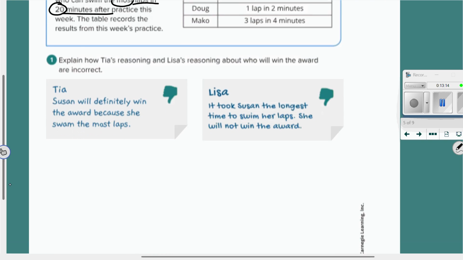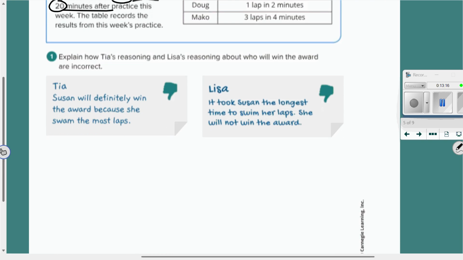Tia and Lisa both guessed at who they think is going to win. Tia said Susan will definitely win the award because she swam the most laps. Lisa said it took Susan the longest time to swim her laps. She will not win the award. You're going to talk it out as a table and tell me who's right, who's wrong. Are they both right or are they both wrong?